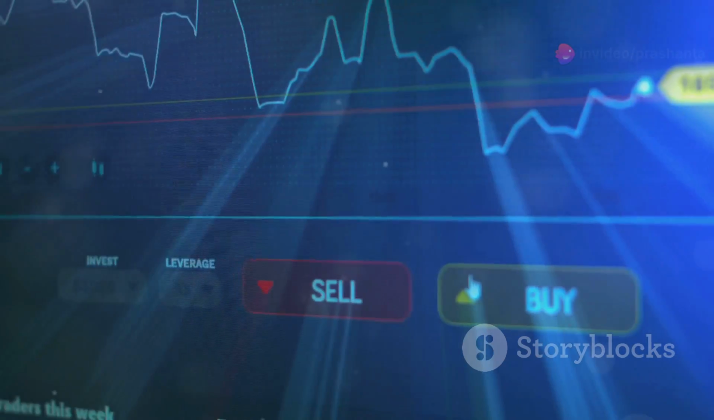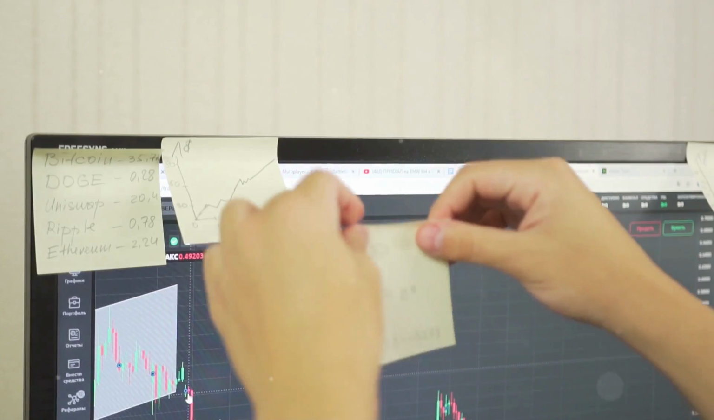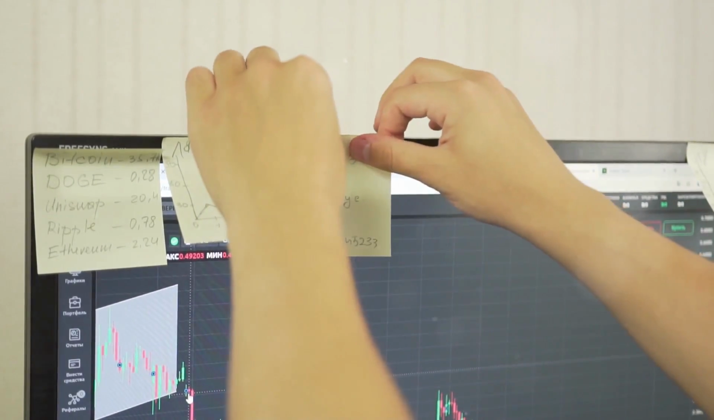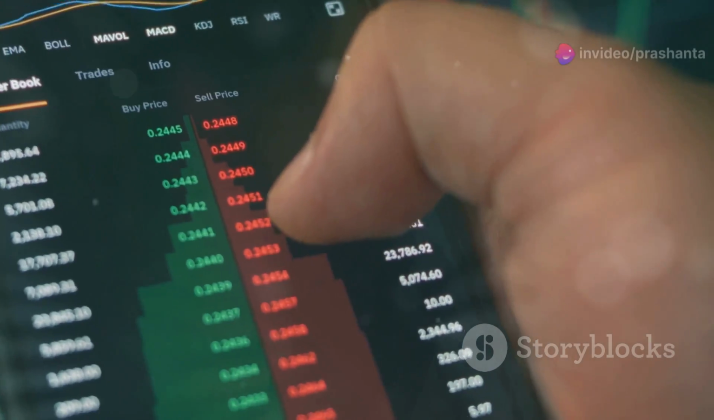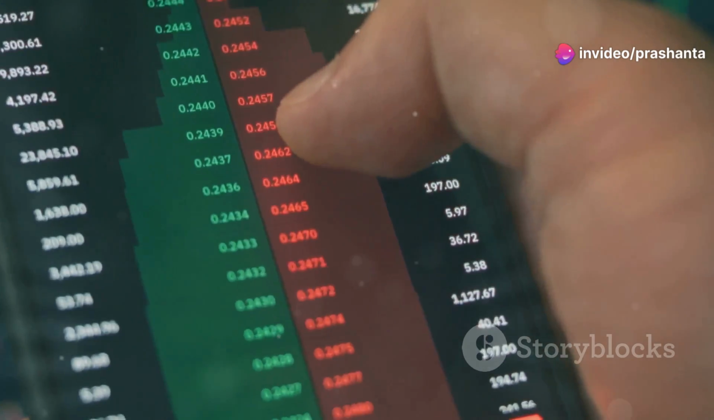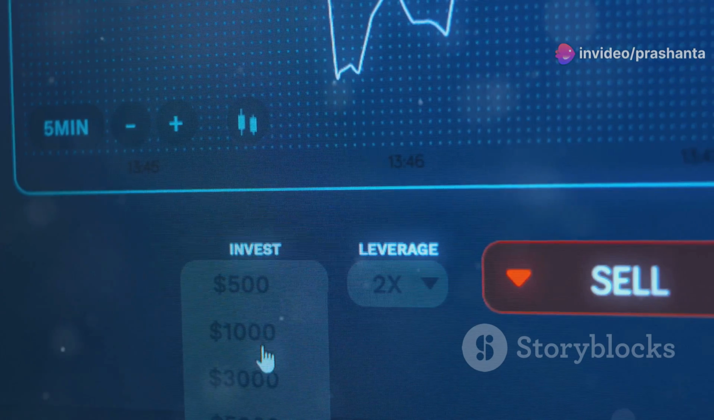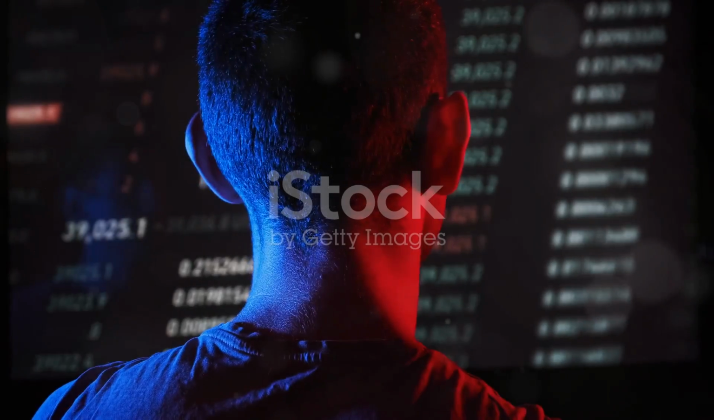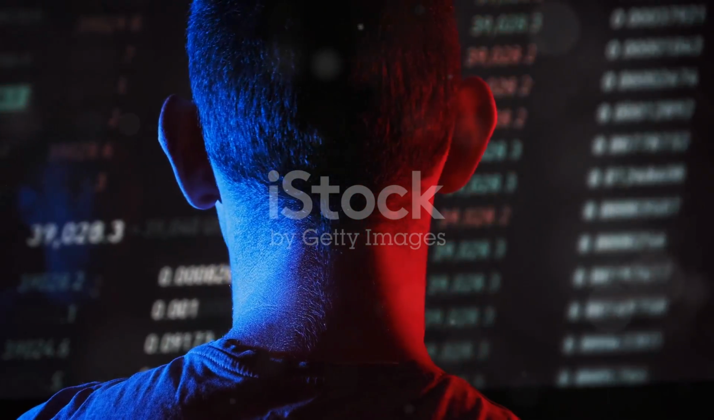Next, make sure you understand the Greeks. No, I'm not talking about the Greek alphabet, but rather the option Greeks, which are a set of risk measures that can help you understand how the price of an option is likely to change in response to various factors. You've got delta, which measures an option's sensitivity to changes in the underlying asset price. Theta, which tracks the time decay of an option's value. Vega, which measures an option's sensitivity to changes in volatility, and so on.